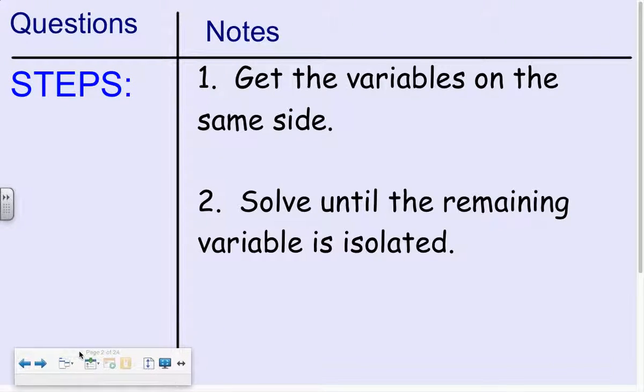All right, so there are two steps that we're going to take in order to solve all the problems in this lesson. Our first goal is going to be to get the variables on the same side. You're going to notice there's going to be one variable on the left-hand side of the equation and one variable on the right-hand side of the equation. So in order to be able to solve for that variable, we need to get them on the same side first. Then after we're done with that, we can just solve the remaining equation until the variable is all by itself.